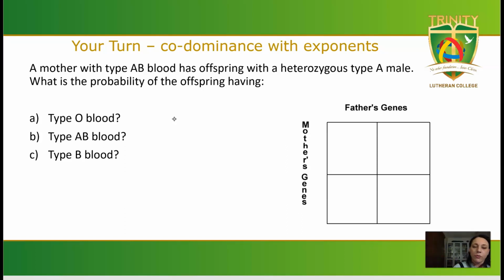Okay, so let's go through. What have we got? We've got a mother with type AB blood. So she must be IA IB. And a heterozygous type A male. Hetero meaning different. So he must be IA and IO.